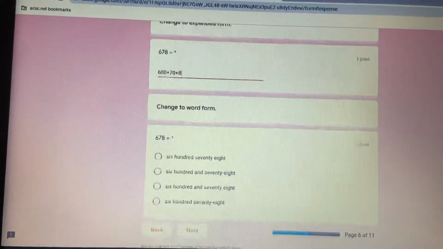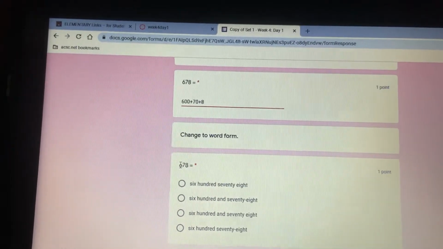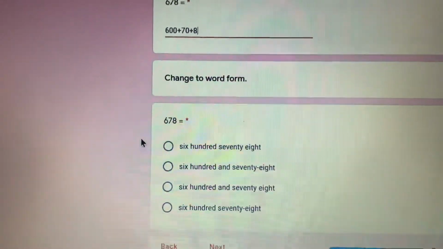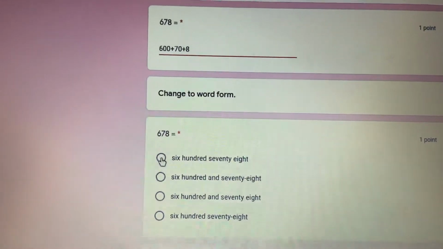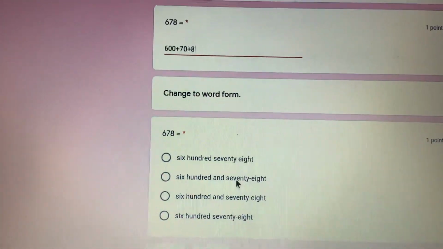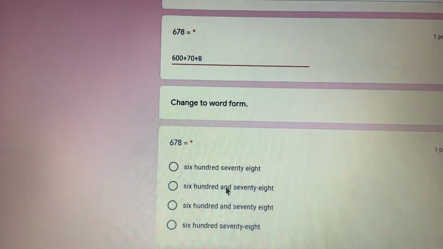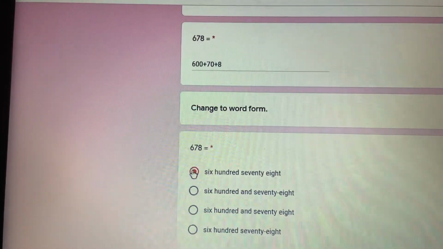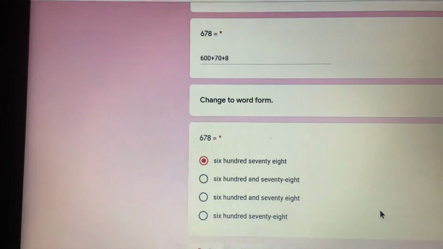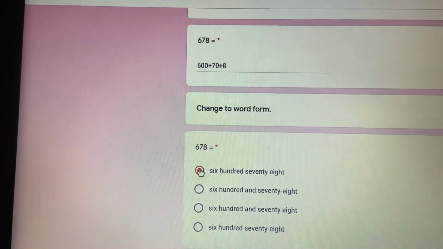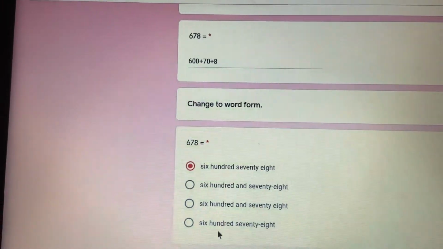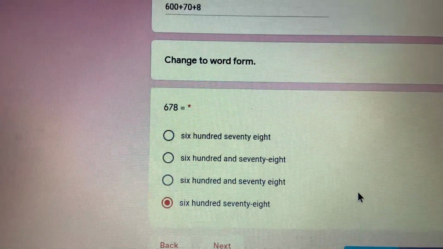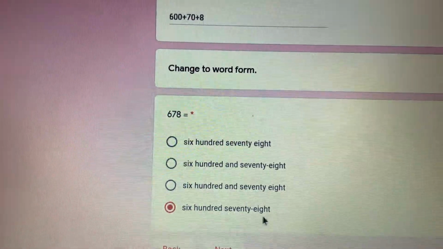I'm supposed to write, actually I just have to choose the word form for this number. If I say the number 678, then I just look for those words. Now, it's very important when we're saying numbers, we don't say 'and'. In math, when we say 'and', that means change or a decimal point. So we don't put the 'and' in there. And since it is 78, we do need a dash in there. So we're going to choose that one. That one's a little bit tricky because they all have the same words. They just put 'and' in there, and one of them has the dash and one of them does not.